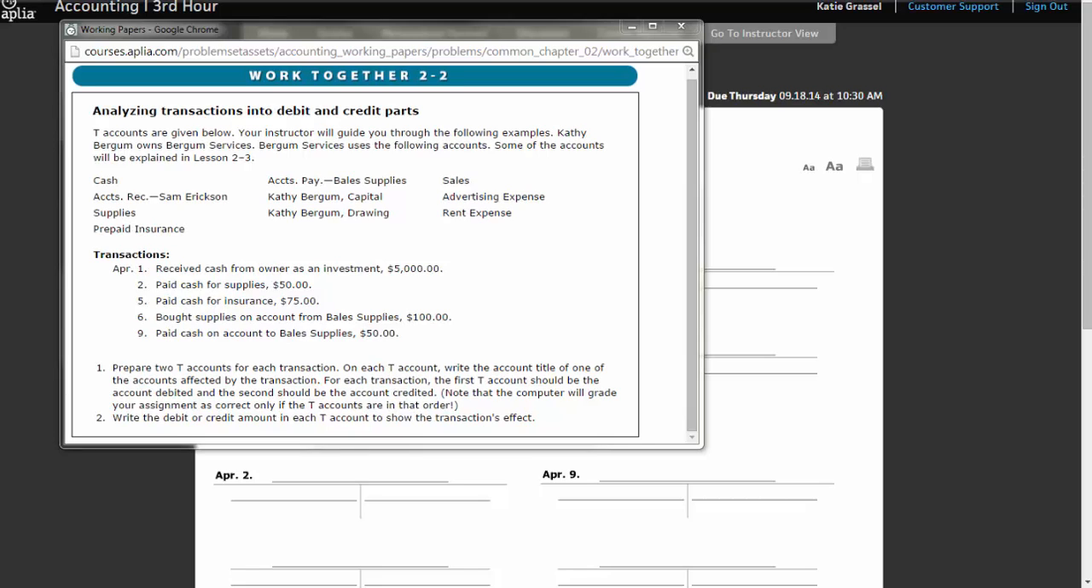And then number 2, we need to write the debit and credit amount in each T-account to show how the transaction affected it. When I look up, I see a lot of you have split your screen, with Aplia on one side and the directions on the other. That is a great way of using your screen space. These directions are also in your book, but what won't be in the book is the note that says the computer will grade, because obviously the book is not going to have that direction. It's only going to appear on Aplia.